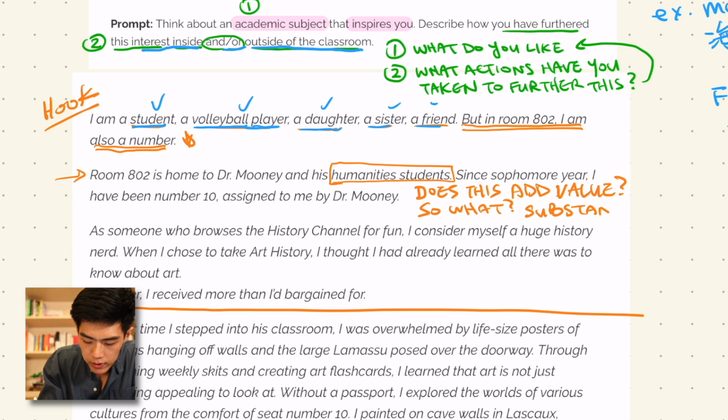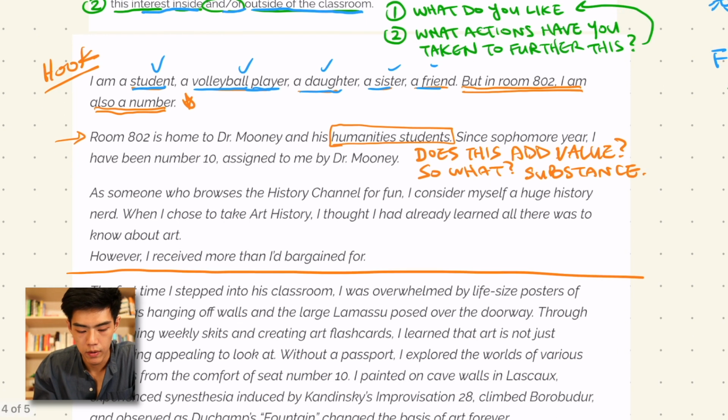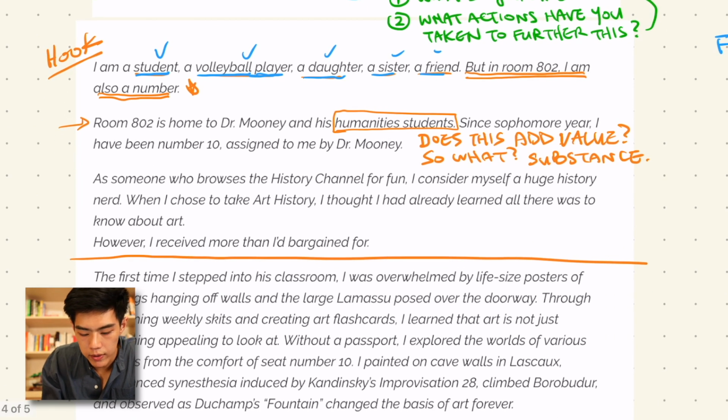这是你必须要一直问自己的事情，因为你字真的非常少，你没有办法浪费太多的空间。Okay. As someone who browses the History Channel for fun, I consider myself a huge history nerd. When I choose to take art history, I thought I had already learned all there was to know about art. However, I received more than I bargained for.